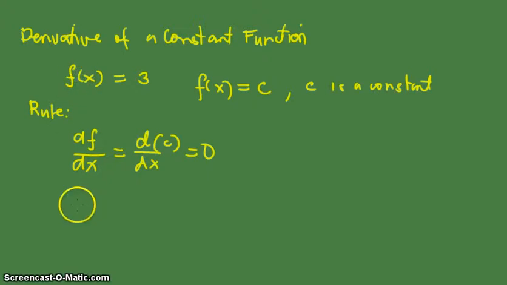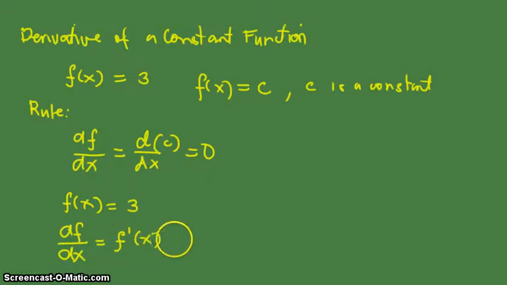So for this function f of x is equal to 3, the derivative, which can be written as df dx, or you can use f prime of x, is basically 0. If I make it 100, then the derivative is also 0. If I make it 1 million, then the derivative is equal to 0. Okay, so that's one of the basic rules in differentiating functions.